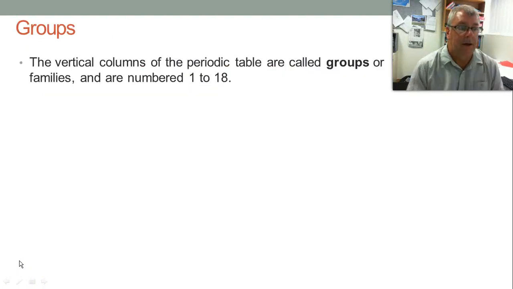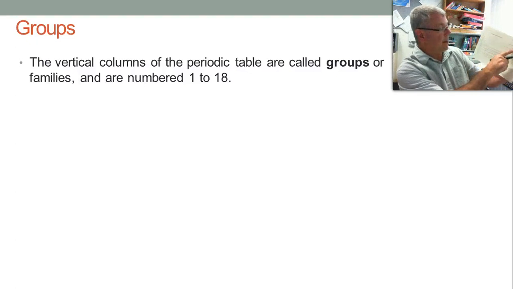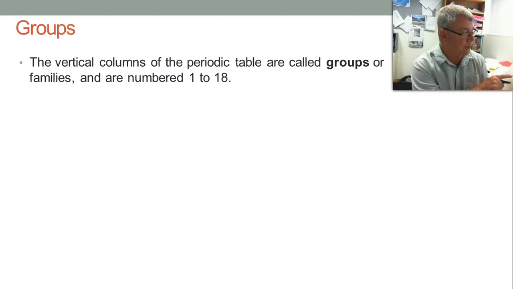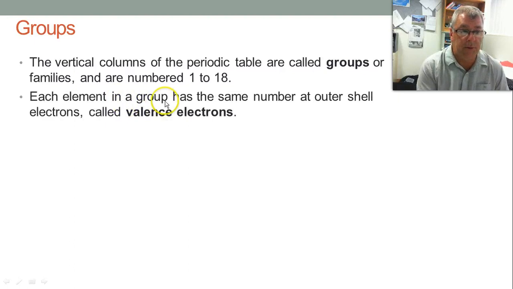So, the periodic table has vertical columns, and these are called groups. We've got numbers going across them, and in the modern periodic table they are numbered 1 to 18, and you can see that on your periodic table. Might be a good idea if you got your periodic table out right now and had a look at it. Now each element in a group has the same number of outer shell electrons. Now that's important. What does that mean? We haven't really talked about outer shell electrons yet. Try and remember this. These outer shell electrons have their own special name, called valence electrons.